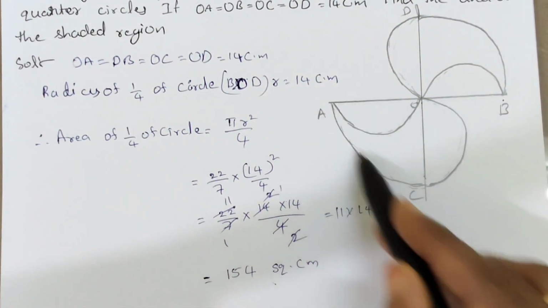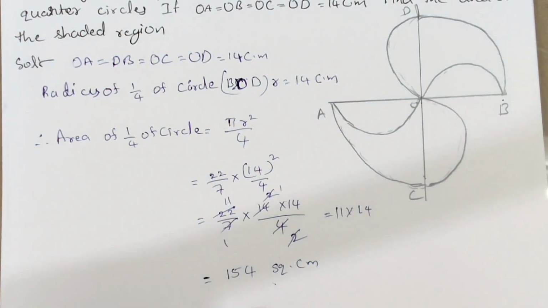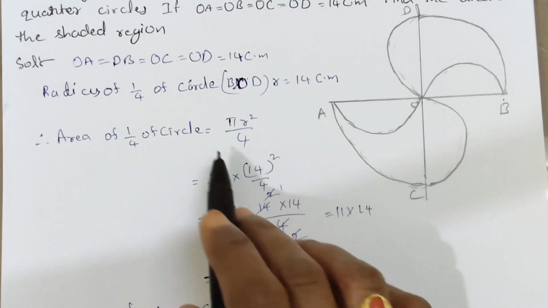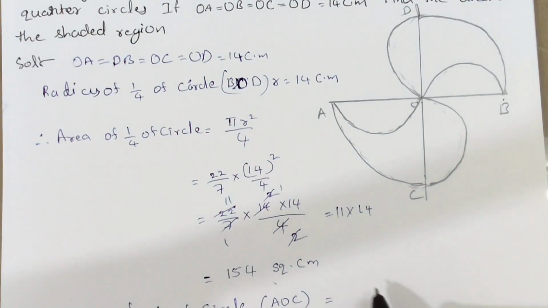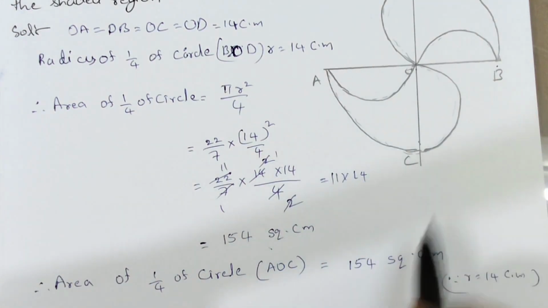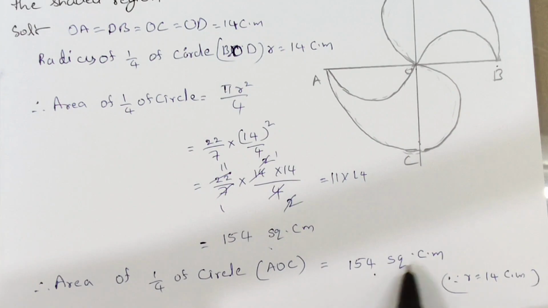Next we find the area of OAC, the 1/4 of a circle. Here AOC quarter part has radius equal to 14 centimeters. So we use the same formula, and the final answer is 154 square centimeters, because the radius is 14 centimeters. That's why we write this answer. So the area of 1/4 of circle AOC is equal to 154 square centimeters.